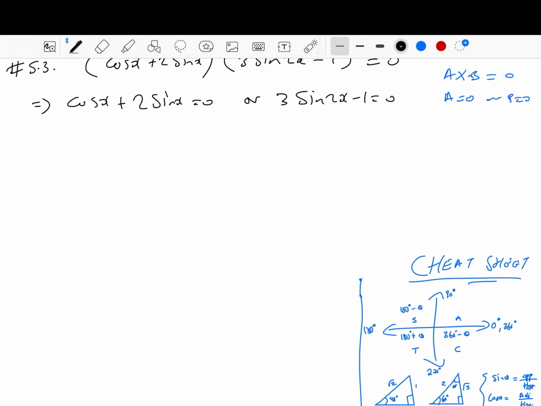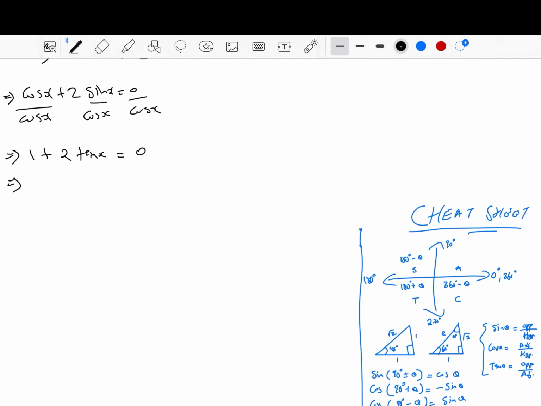Let's look at this one here. You have cos x plus 2 sine x equal to 0. What I would do here is divide by cos on both sides. The reason I'm dividing by cos is because we're going to have sine x over cos x, and that's tan x. We know that. So this is 1 plus 2 tan x, and 0 over cos is 0.